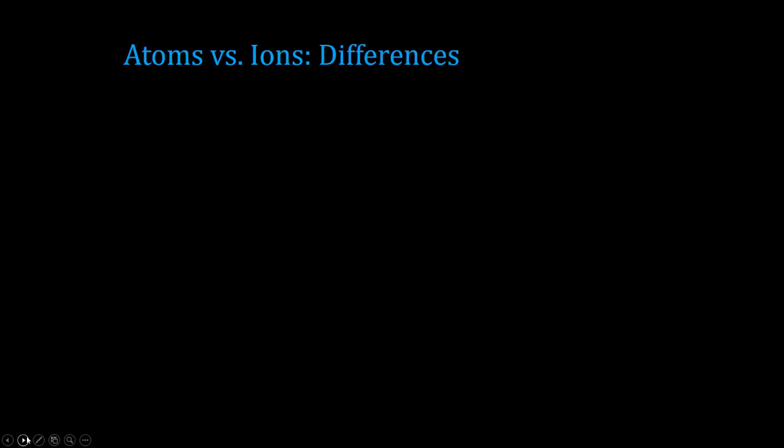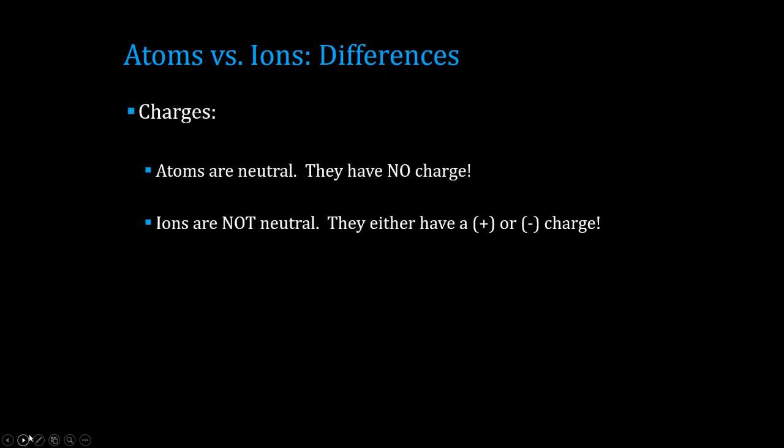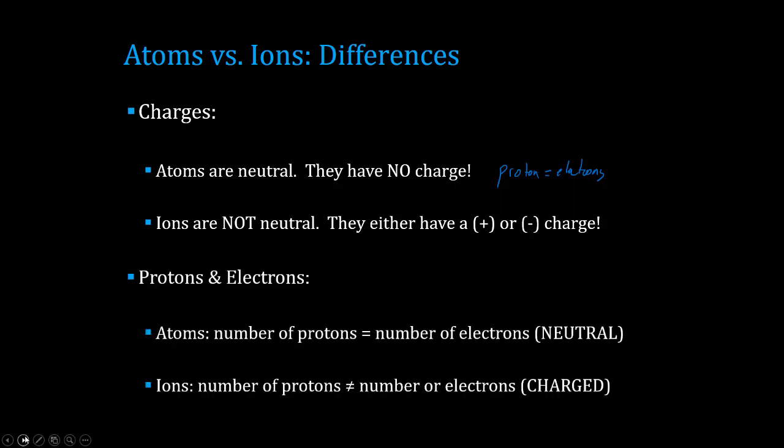Anyways, what's the difference between an atom and an ion? The charge. Atoms are neutral, they have no charge. That's because they have equal numbers of protons and electrons. This is no longer the case with ions. They have either a positive or negative charge because they have gained or lost electrons.